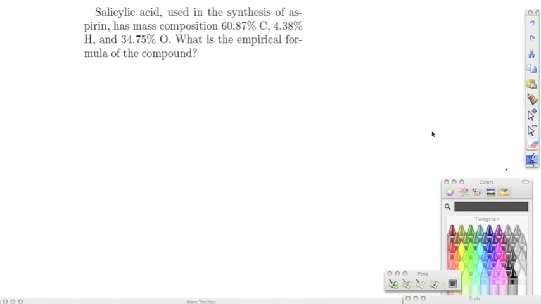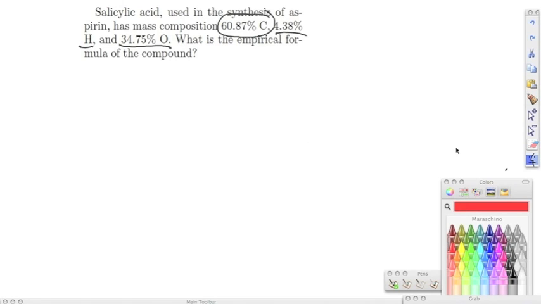Okay, guys, working this one out. It says salicylic acid used in the synthesis of aspirin has a composition of 60.08% carbon, 4.38% hydrogen, and 34.75% oxygen. What is the empirical formula for the compound?